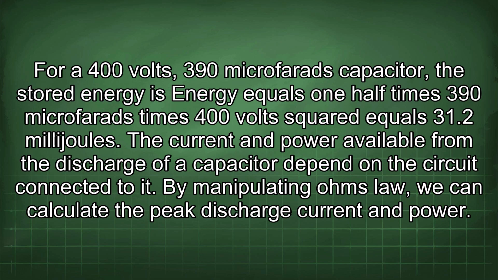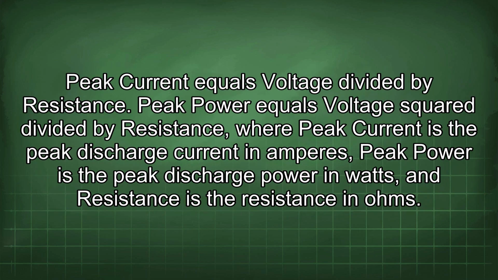The current and power available from the discharge of a capacitor depend on the circuit connected to it. By manipulating Ohm's law, we can calculate the peak discharge current and power. Peak current equals voltage divided by resistance. Peak power equals voltage squared divided by resistance, where peak current is the peak discharge current in amperes, peak power is the peak discharge power in watts, and resistance is the resistance in ohms.